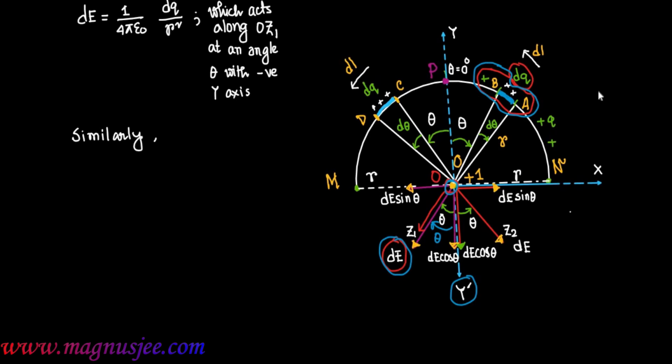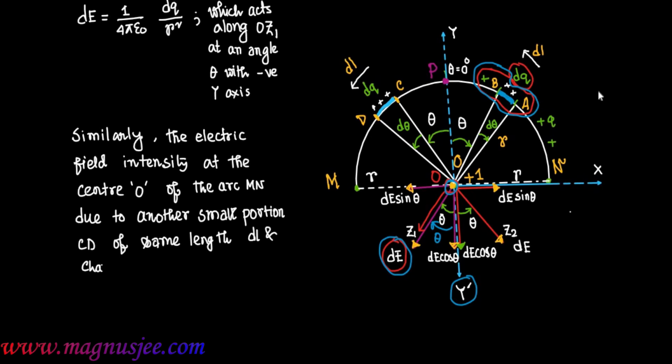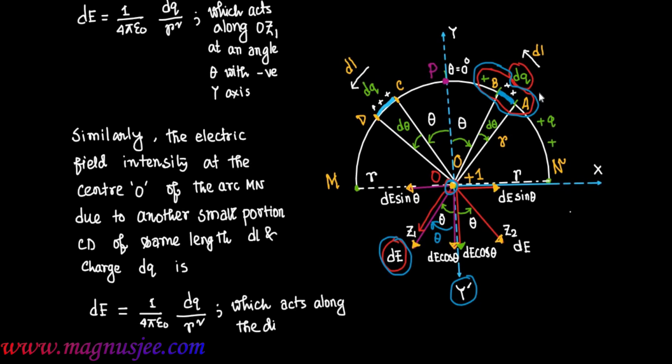Similarly, the electric field intensity at the center O of the arc MN due to another small portion CD of the semicircular arc, of the same length dl and charge dq, is given by dE equals 1 by 4 pi epsilon 0 dq by r square, which acts along the direction OZ2 at the same angle theta with the negative y-axis.